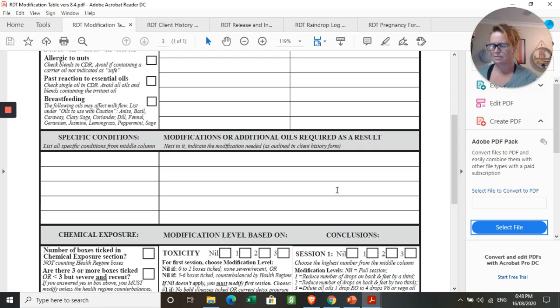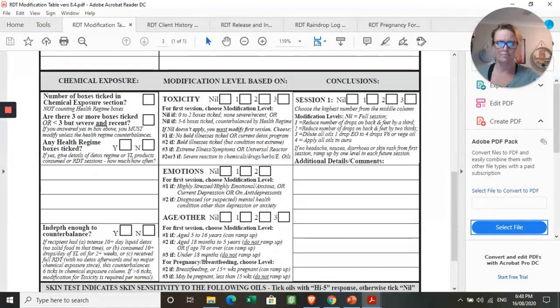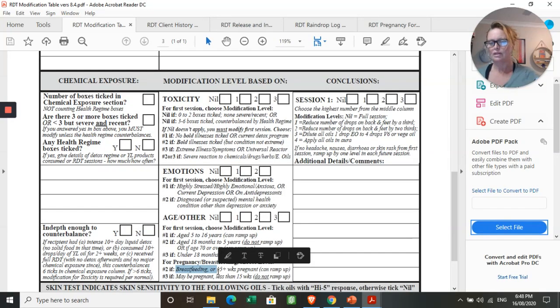I want to see, if they are breastfeeding, did you select a level 2 down here in age other? Because it says for breastfeeding or 15 weeks. Sorry, that highlighting's not quite working the way I was hoping it to tonight. Good thing that this is a test run. Email me to let me know how it goes from your end.